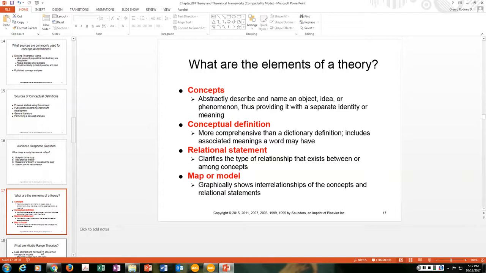Conceptual definition is more comprehensive than a dictionary definition. It includes associated meanings that a word may have. A relational statement clarifies the type of relationship that exists between or among the concepts. And the map or the model graphically shows the interrelationships of the concepts and the relational statements.